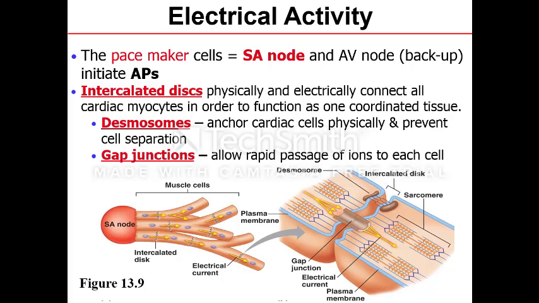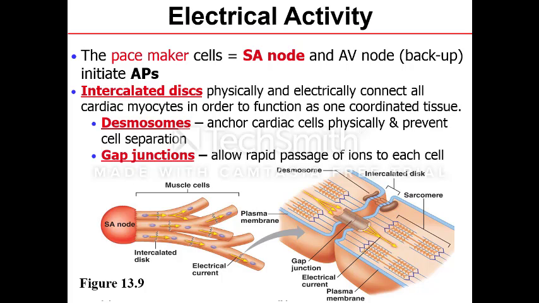Desmosomes, remember, are found in the intercalated discs along with the gap junctions. Desmosomes are going to help knit these cells together and physically prevent them from separating and pulling apart under the high pressure. And the gap junctions are going to allow for rapid passage of ions to each cell and help transmit electrical signals to the entire cardiac tissue.